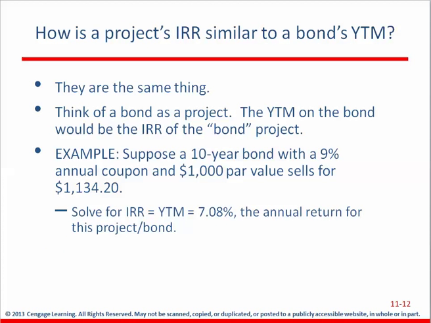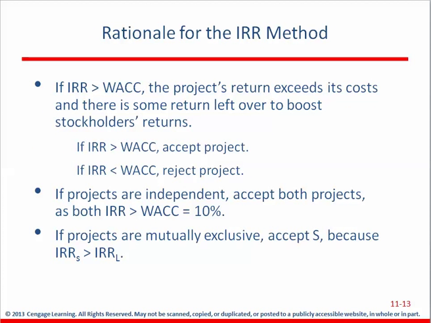So how's a project's IRR similar to a bond's yield to maturity? Actually, they're the exact same concept. The yield to maturity on a bond is the return on the bond project. So suppose you have this bond, you might want to solve for this and calculate the yield to maturity, but that's the exact same concept as the IRR on a project.